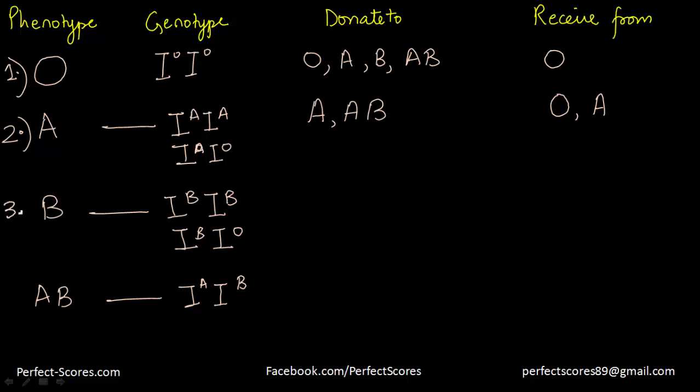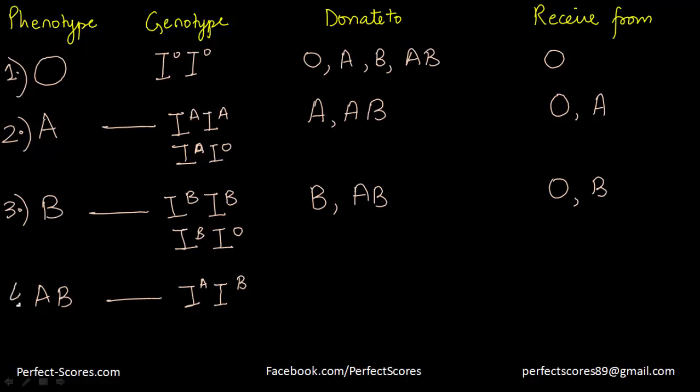Similarly, coming to the third one, which is B blood group, it can donate blood to blood group B and to blood group AB. Similarly, it can receive from blood group O and B only, because if it gets blood from, let's say, blood group A, the A will interfere. If it gets blood from blood group AB, the A will again interfere.